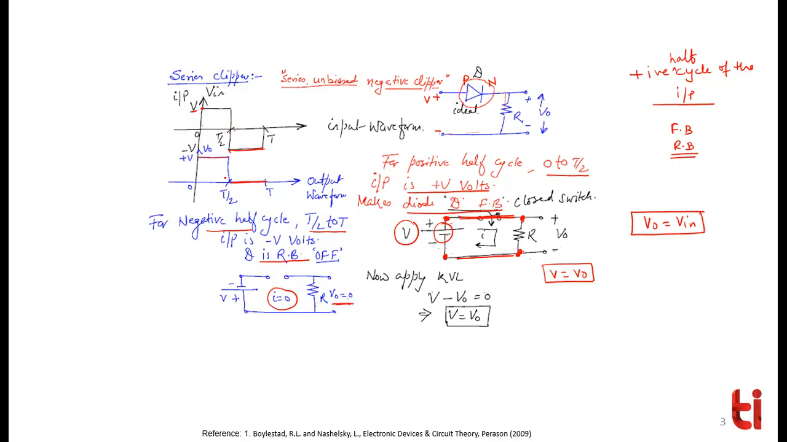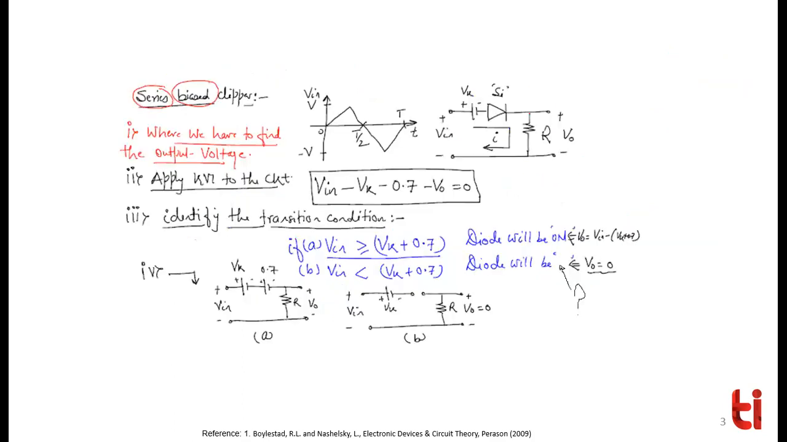So since it's clipped the negative portion of the input signal, we call it a series clipper because it's in series with the resistance. It's unbiased because there is no battery over here. It's a negative clipper. Okay, now series bias clipper.